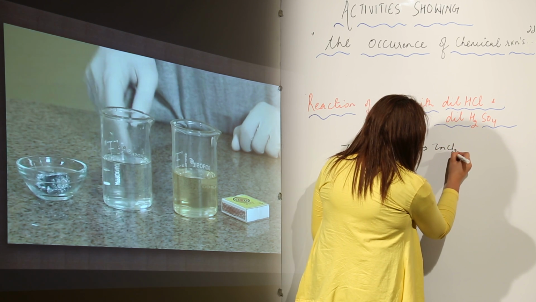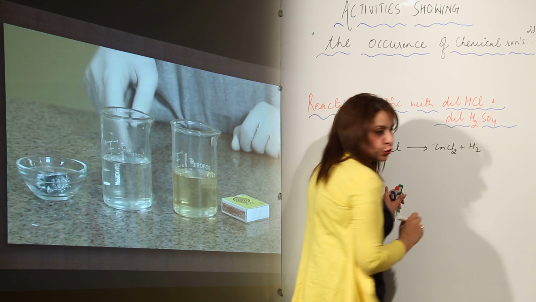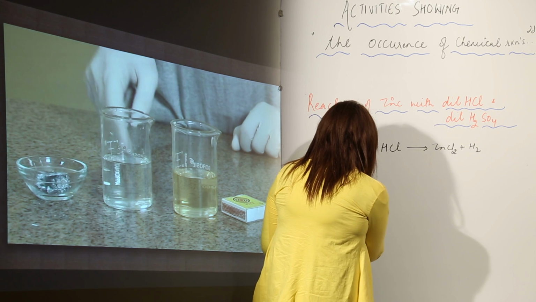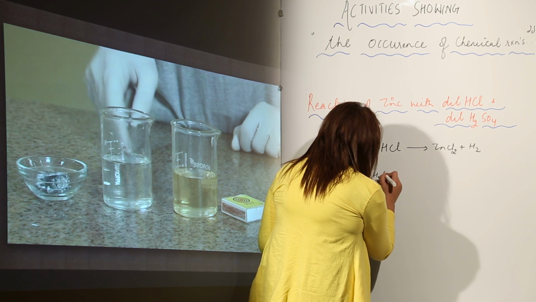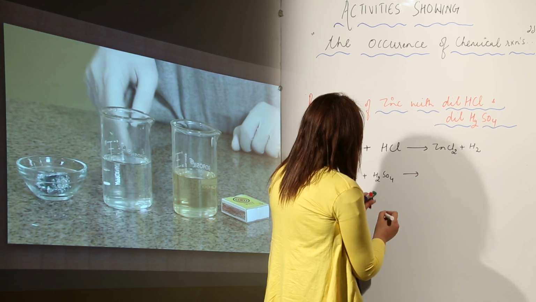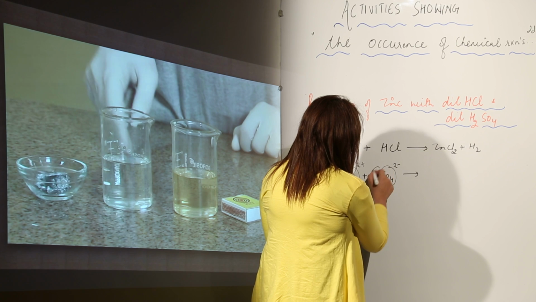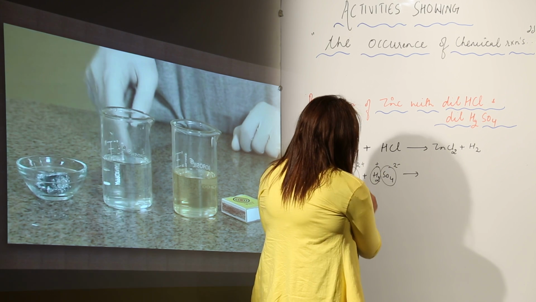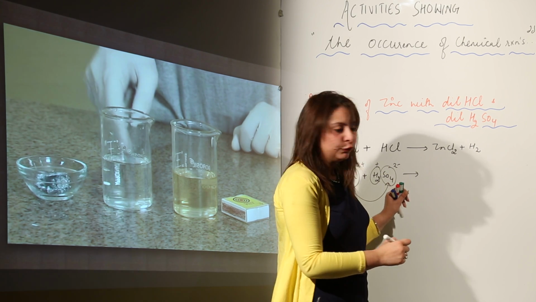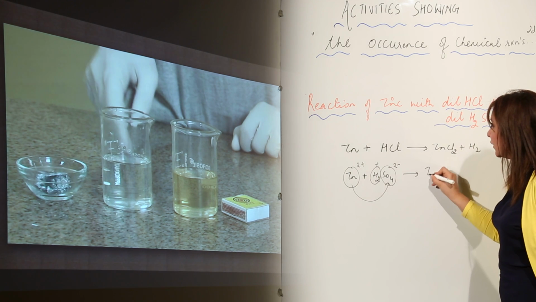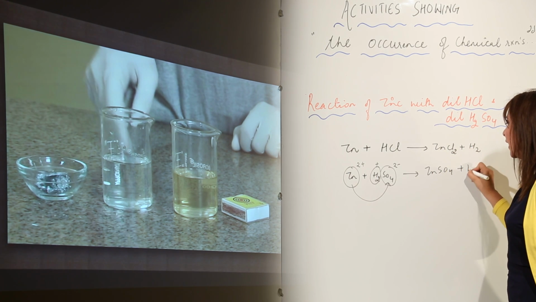So when we react zinc with HCl, what happens? It forms ZnCl2 plus H2, right. And the second reaction I have, I am reacting zinc with dilute sulfuric acid. Again, what is going to happen? Zinc, we know that the valency is 2 positive, SO4 is 2 negative, and we have the H plus. So zinc is going to react with this SO4. What is it going to form? It is going to form zinc sulfate plus H2.